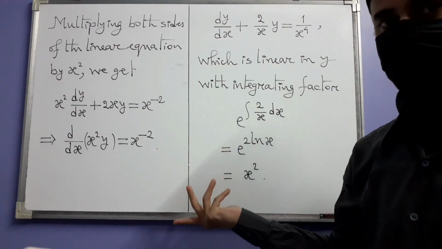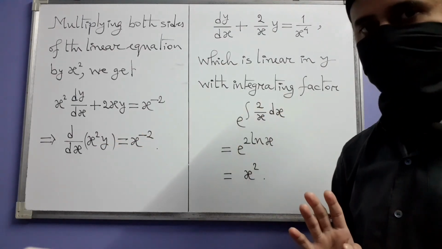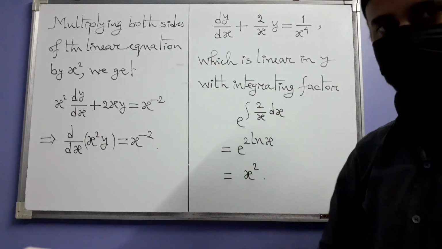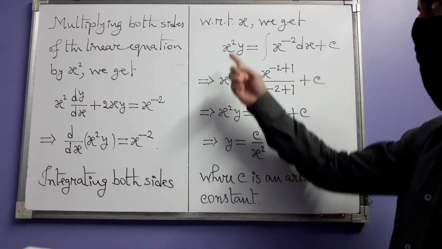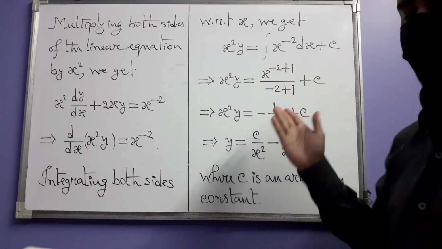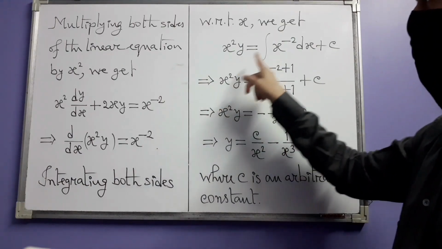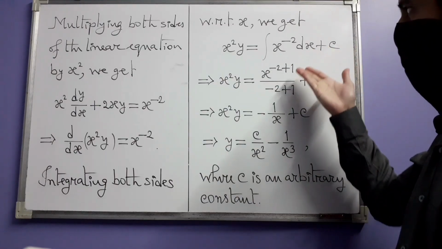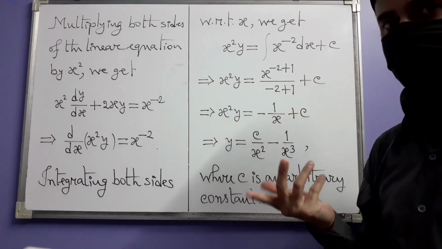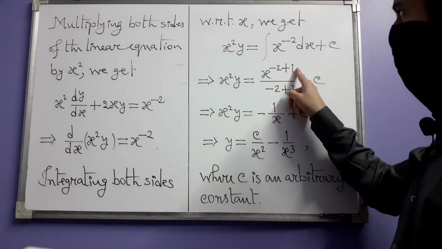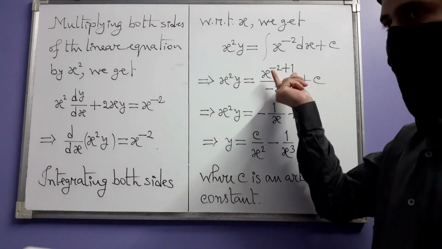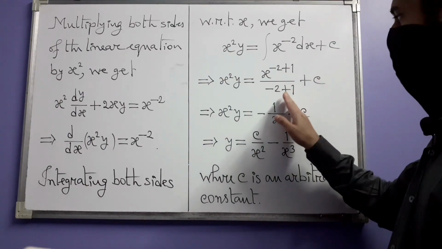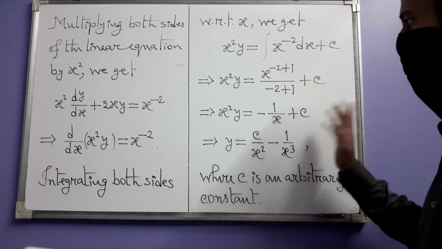And now it's simple. You know that now you can integrate both sides with respect to x. Then the left hand side will be x squared y. So integrating both sides with respect to x, this is what we get: x squared y equals the integral of x to the power minus 2 with respect to x plus a constant c. Now this you already know, it's your usual power rule for integration. So you add 1 to the exponent and divide by that as well, which is minus 1. So it becomes minus 1 divided by x plus c.